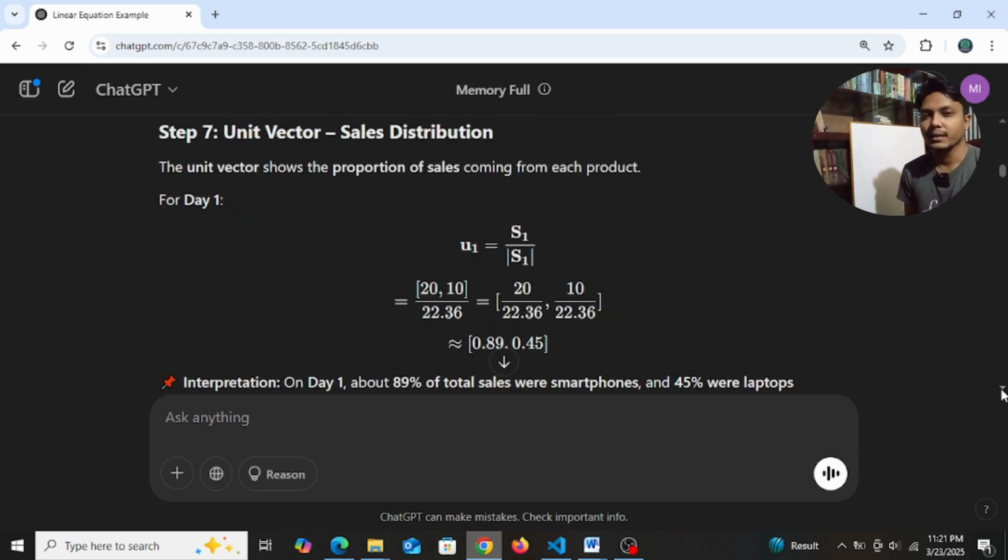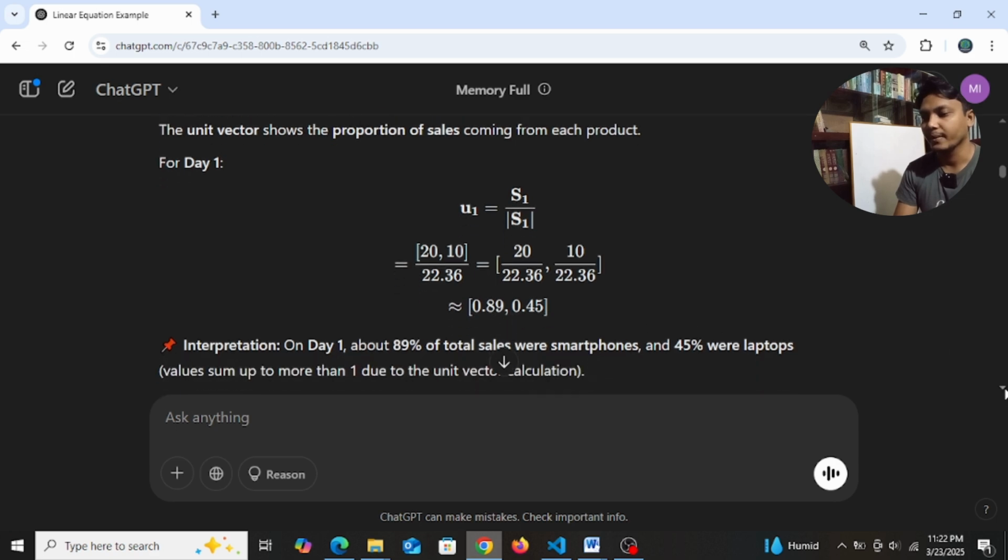Okay, now we will see where we can apply unit vector. Okay, so if you see here, the unit vector shows the proportion of sales coming from each product. If you see here, U1 equals S1 divided by the magnitude of S1. So 20, 10 is for day 1. So the magnitude for this is 22.36, right. So if we divide separately, then we get 0.89 and 0.45, right?